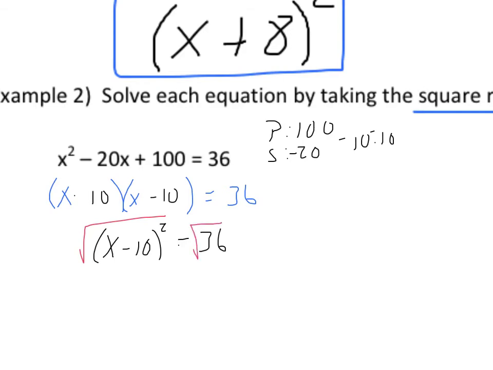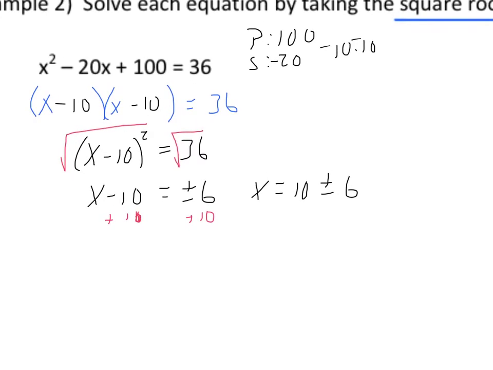So we can undo the square and get x minus 10 equals, and again, very important, because of the way it's written, it is a plus or minus 6. We would then add 10 to both sides. And our answer is x equals 10 plus or minus 6, which is 10 plus 6, which is 16, and it's 10 minus 6, which is 4. And those are your two answers.